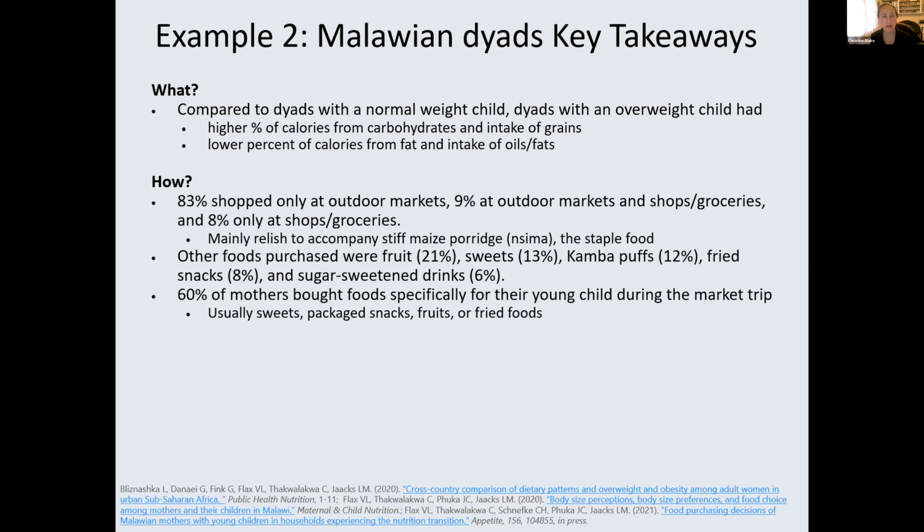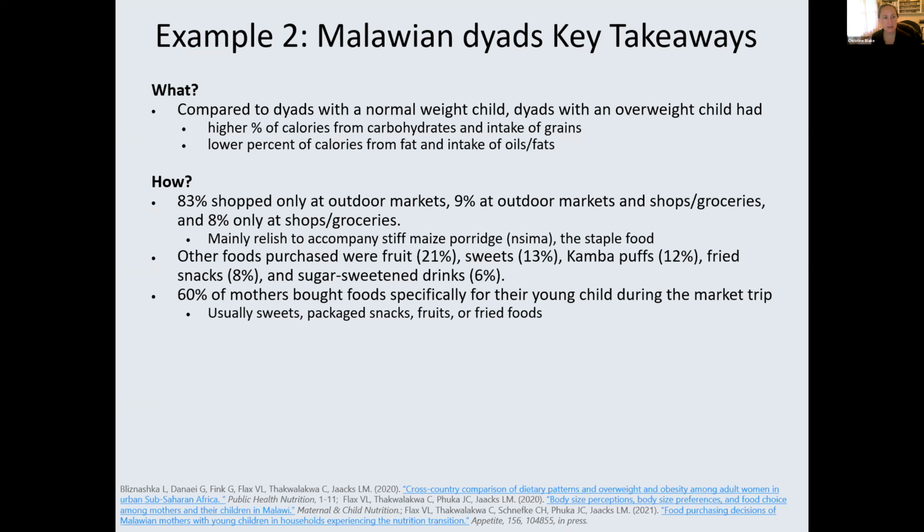And they learned that 83% shopped only at outdoor markets, 9% at outdoor markets and shops or groceries, and 8% only at the shops and groceries. And that in these shopping trips, they were primarily purchasing the ingredients for the relish to accompany a stiff maize porridge, the staple food, but that additional foods were also purchased for the children's consumption and the family's consumption, including fruits, sweets, combo puffs, fried snacks, and sugar sweetened drinks.